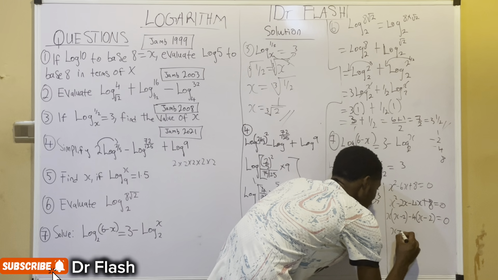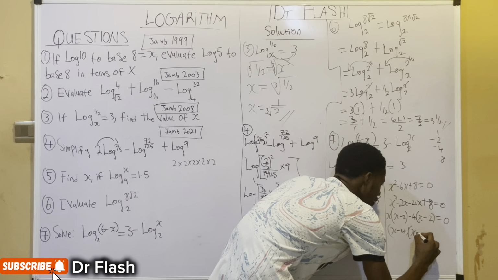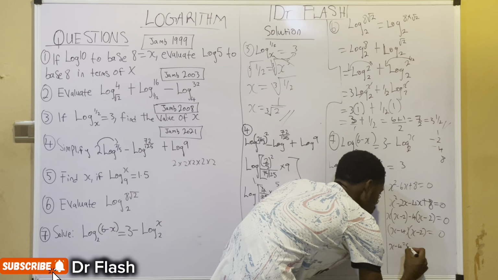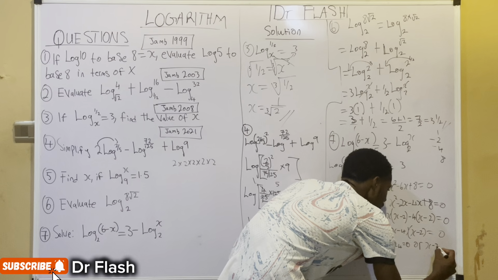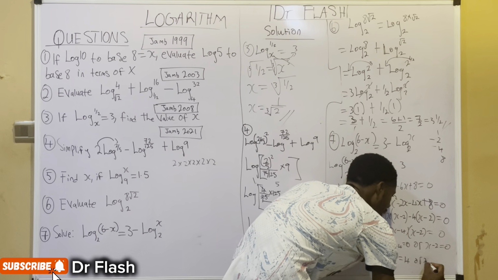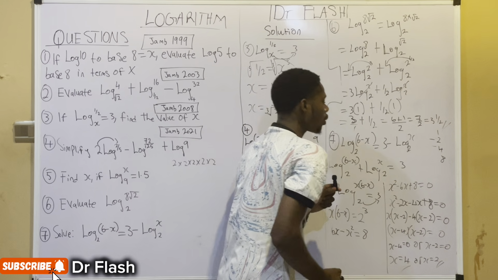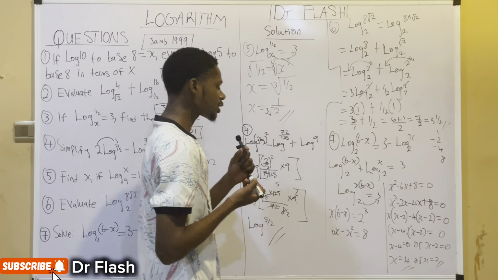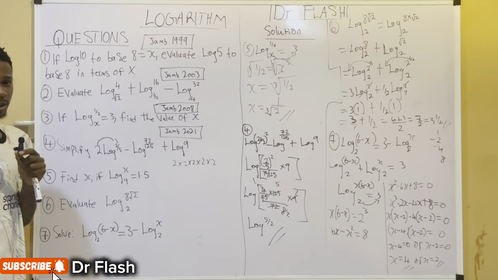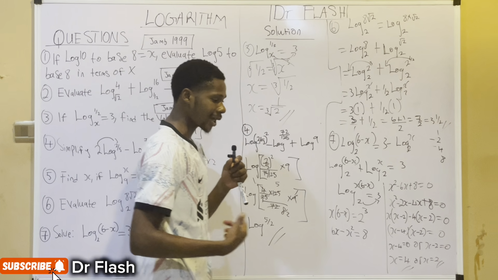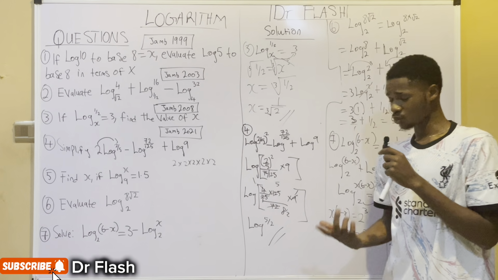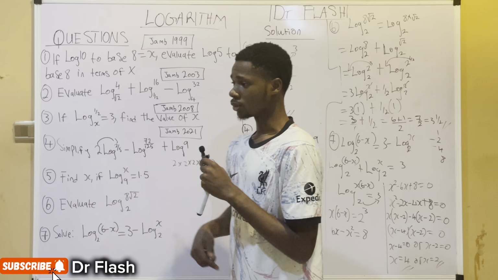So we have (x minus 4) times (x minus 2) is equal to 0, which means x minus 4 equals 0 or x minus 2 equals 0, which means x is equal to 4 or x is equal to 2. Now the possible answers to our question are x equals 4 or x equals 2. You see, this one led into a quadratic equation. If you've not learned how to solve problems on quadratic equations, you might want to watch our video on quadratic equation as well. It is still on our YouTube channel.